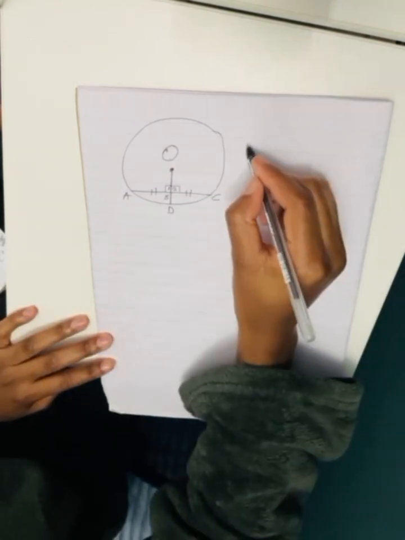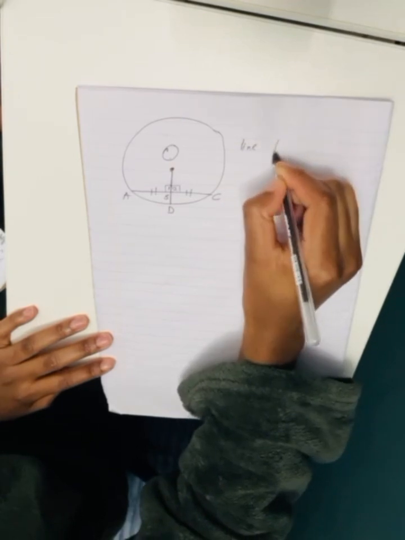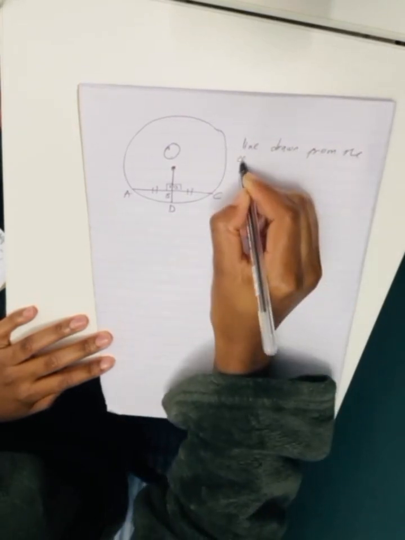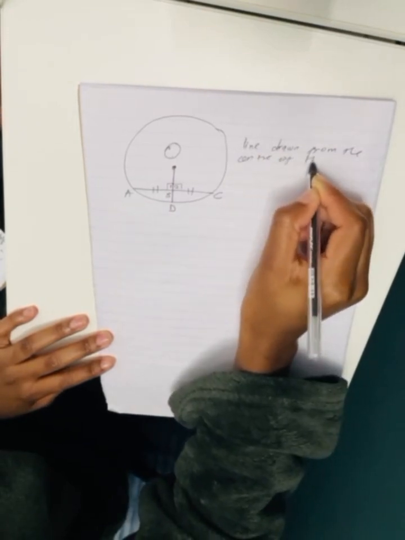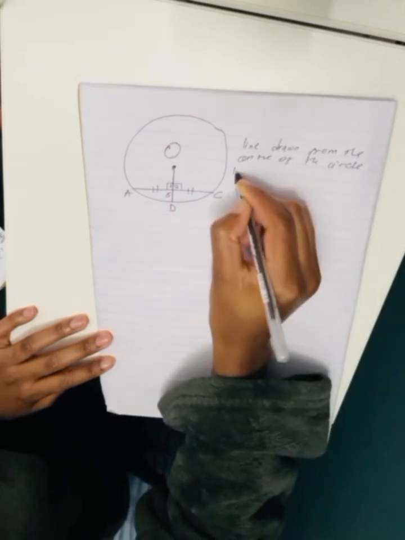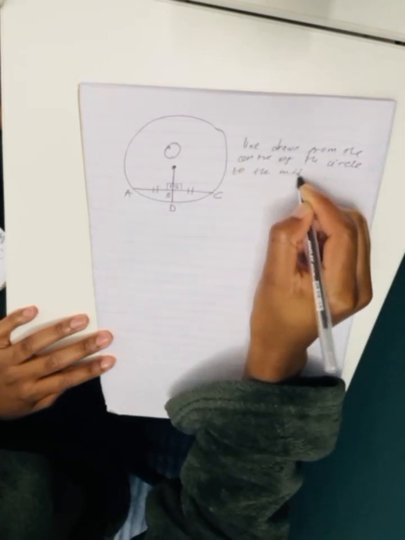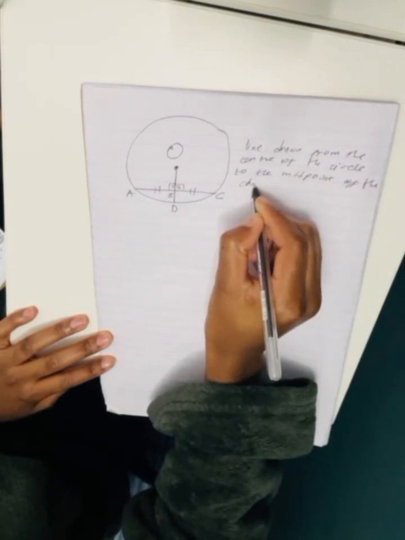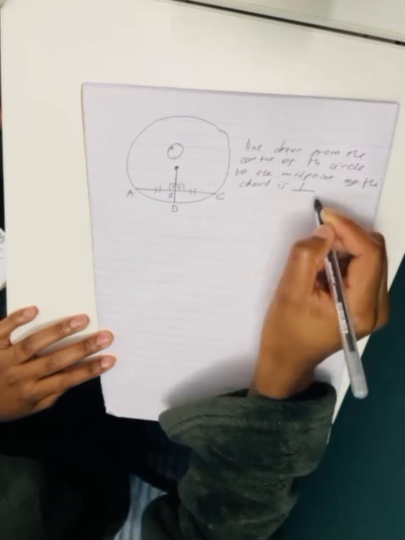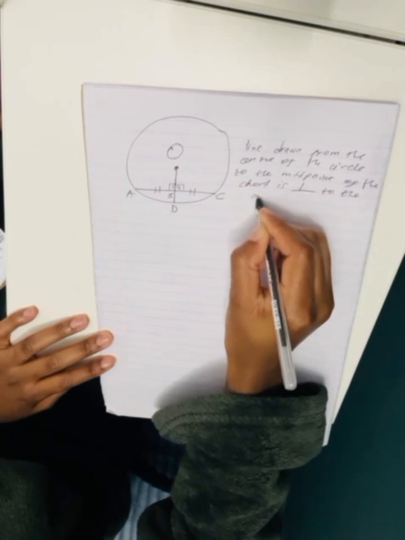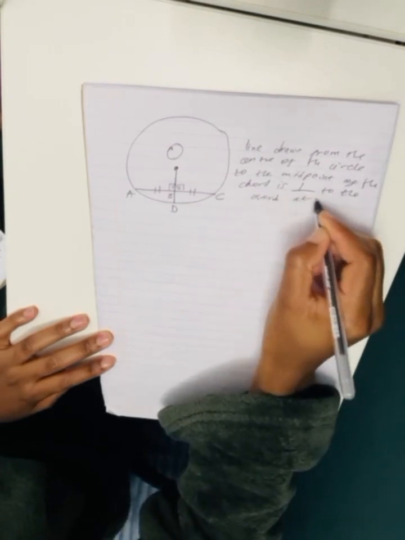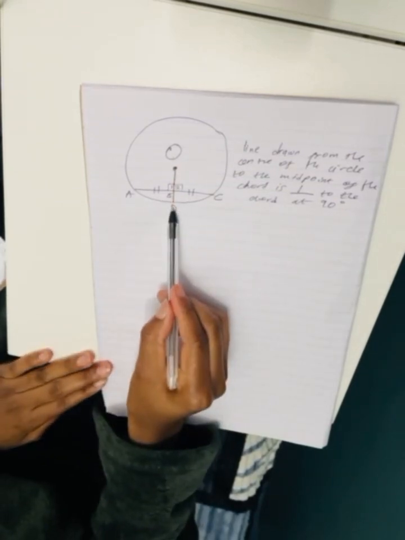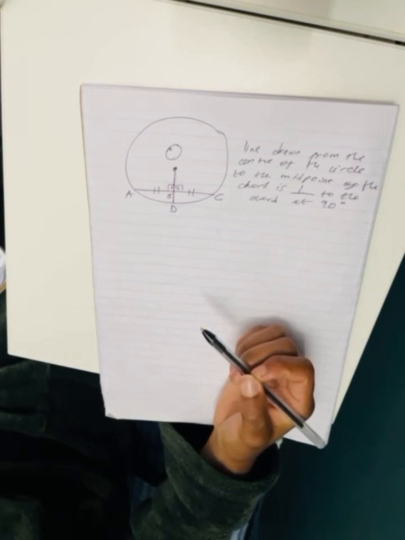So the theorem states that a line drawn from the center of the circle to the midpoint of the chord is perpendicular to the chord at 90 degrees, meaning that it cuts the chord into 2 equal parts.